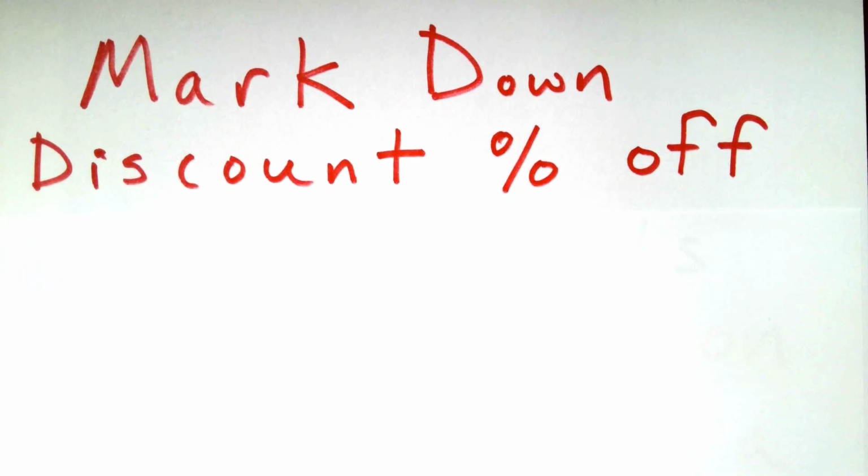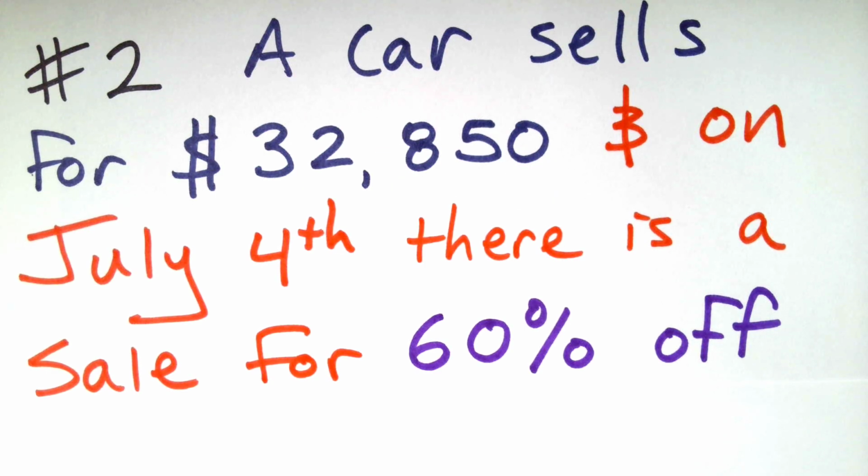In this part 50 video, I've got a second example for you concerning markdown. That's just another way of saying discount or percentage off. Let's jump right on in. In this example number 2, a car sells for $32,850. And on July 4th, there is a sale for 60% off.